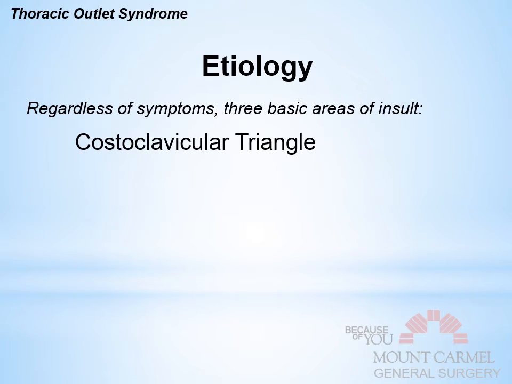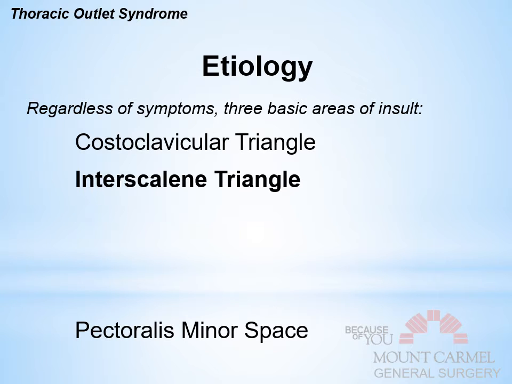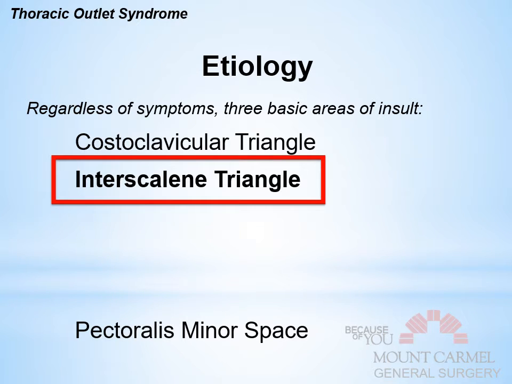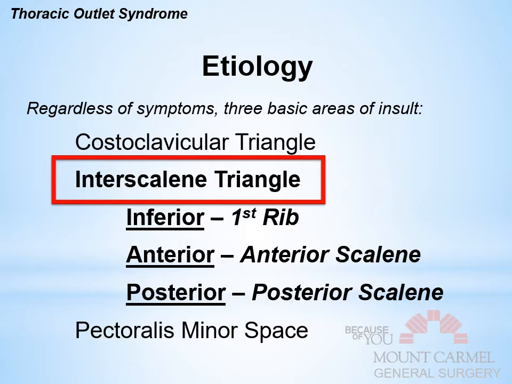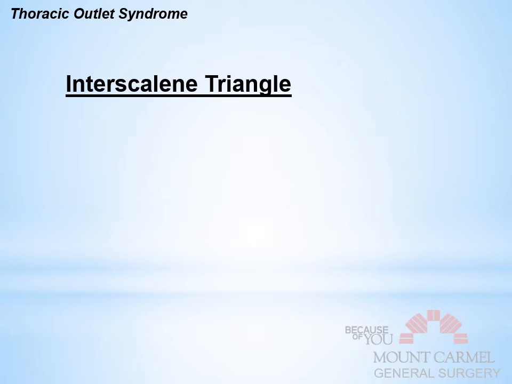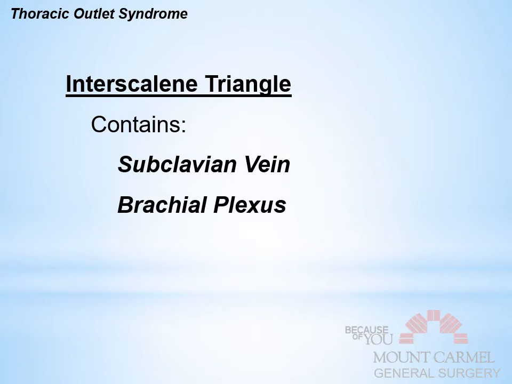All right, so regardless of the symptoms, again, there are these 3 areas. The first that we talked about, the costoclavicular triangle, the second, the interscalene, and the third, the pectoralis minor. We're going to talk about the interscalene now, so between the scalenes. This is inferiorly bordered by the first rib, anteriorly by the anterior scalene, and posteriorly by the posterior scalene. The first one, if you remember, contains only the subclavian vein. This one is going to contain the subclavian vein and the brachial plexus.